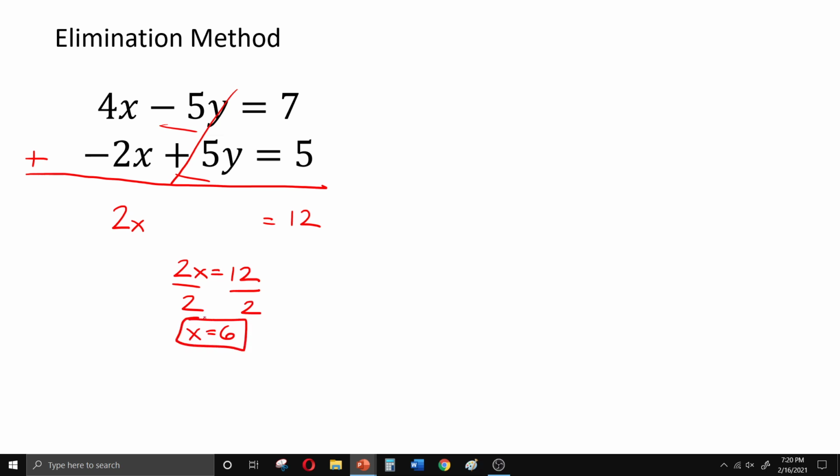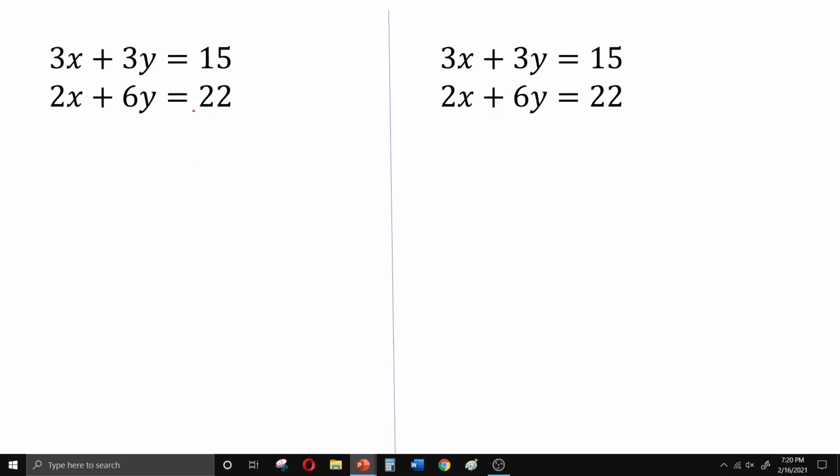Okay, so the elimination method is a way to solve a system. Of course, it requires us to have one of these positive-negative pairs. And so, what do we do in the case where we don't have that? What we would do is we would multiply both sides of the equation. So let me show you an example, and we'll do this two different ways.